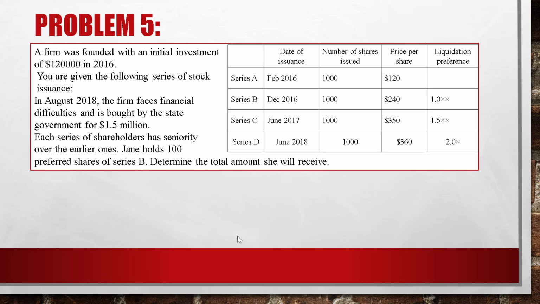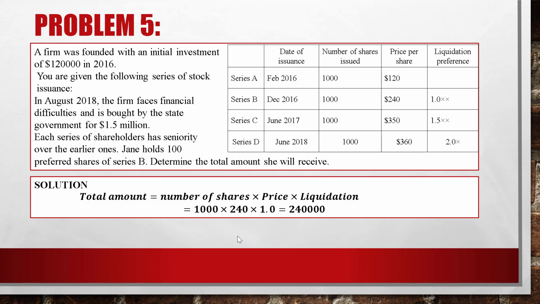Here on the table we have the number of shares issued, the price per share, and the liquidation preferences corresponding to these four series. And the question focuses on Series B, so we have to focus on the second line. And the total amount here should be number of shares times the price per share times liquidation. We take the number of shares, which is 1,000, times the price per share 240, times the liquidation 1.0. So the total amount that she will receive is 240,000.